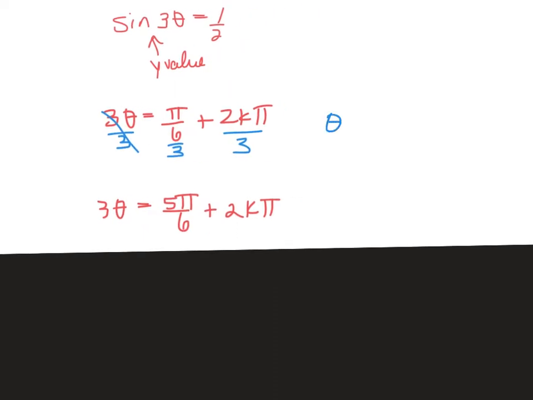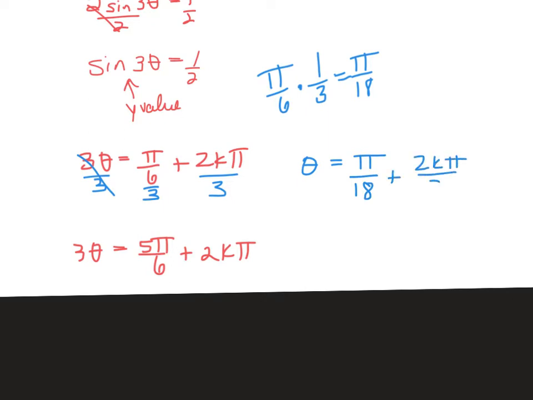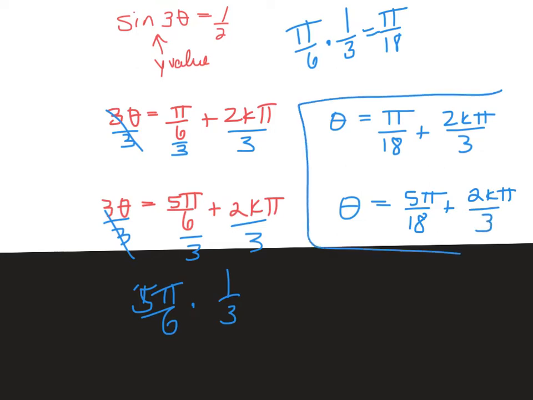So I get theta equals, if I have pi over 6 divided by 3, it's pi over 6 times 1 over 3, which gives me pi over 18. So it's pi over 18 plus 2k pi over 3. Here I'm going to divide everything by 3. So I have theta equals 5 pi over 6 times 1 over 3, which gives me 5 pi over 18 plus, again, that 2k pi divided by 3. And again, guys, sine and cosine, you add 2k pi. If it's tangent, you add just k pi.